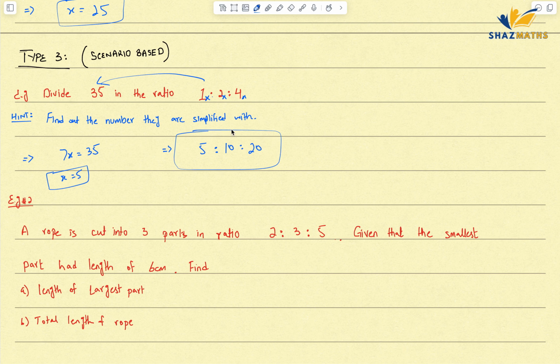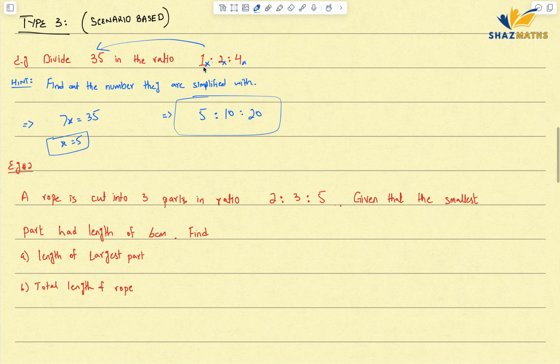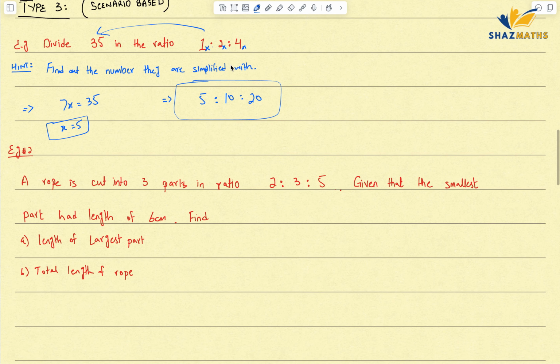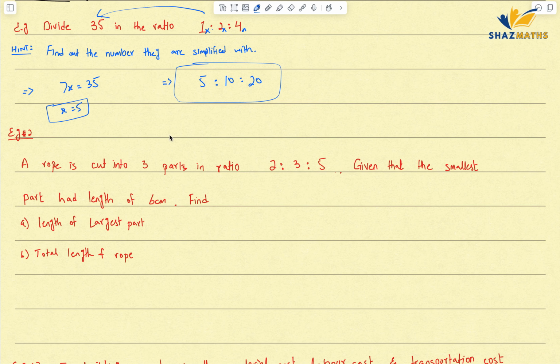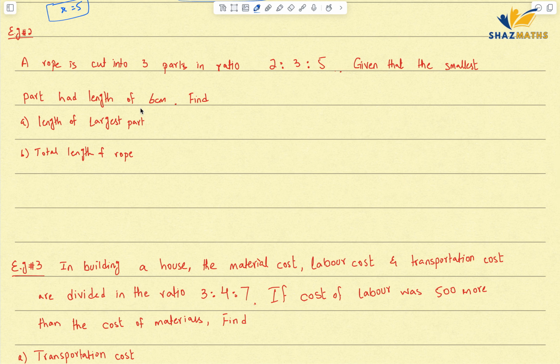So always remember, think of it in this way: the simplified form is provided to us. Originally it was being cancelled out by a single number. Assume that number as x and see what information is provided to you. Use that information to form the equation, and then afterwards solve that equation. Okay, let's do this one. A rope is cut into 3 parts in the ratio 2:3:5. Given that the smallest part had a length of 6 centimeters.